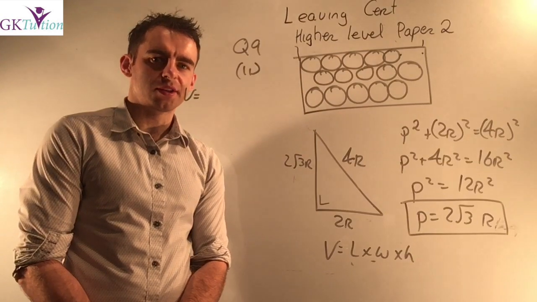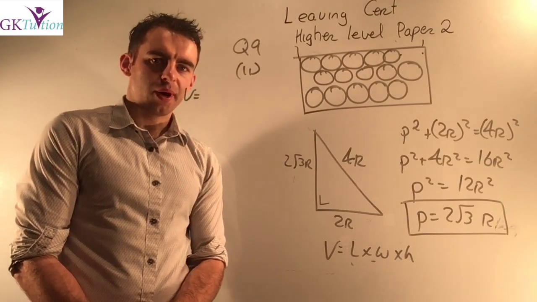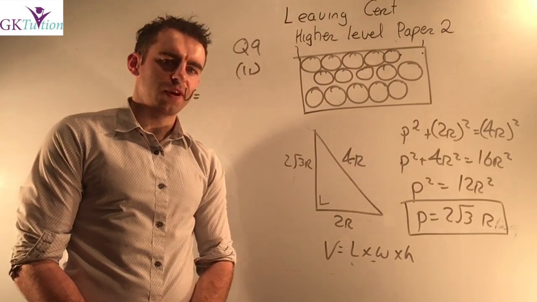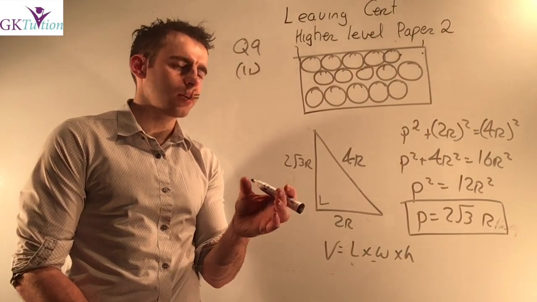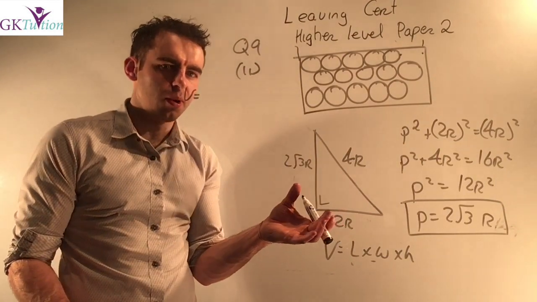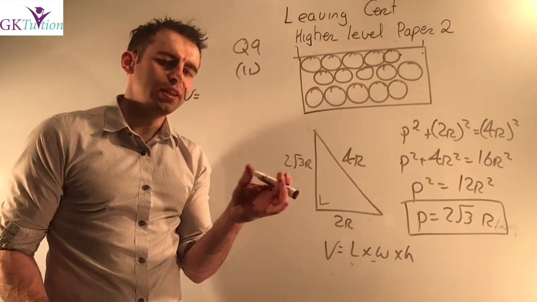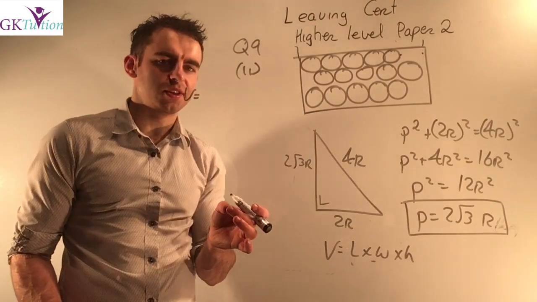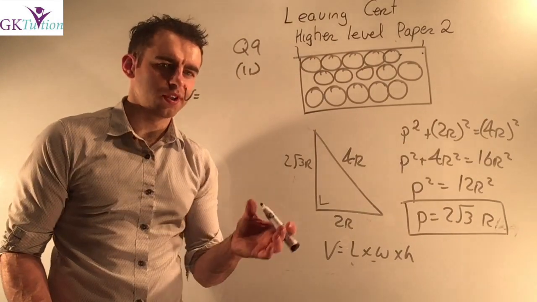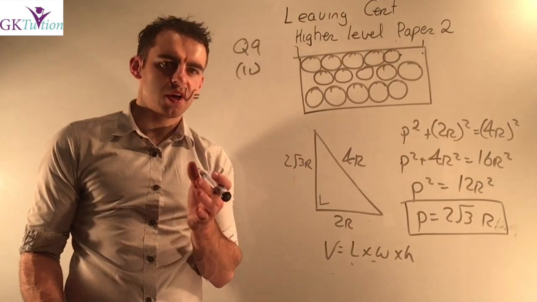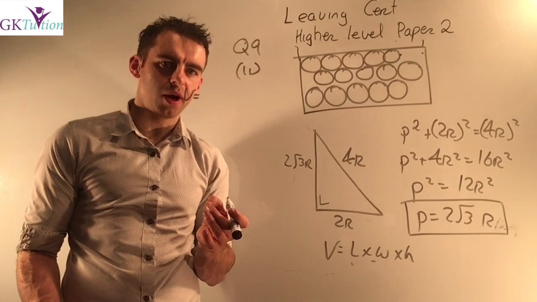Okay, there were 15 marks going for part 2 here. In part 2, we're introduced to a different configuration. It's still a rectangular box. There's still 15 snooker balls in it, but they're in a different arrangement. I need to figure out, is this more efficient than what I got in part 1? In other words, is the volume of this rectangular box smaller than the volume of the rectangular box in part 1?